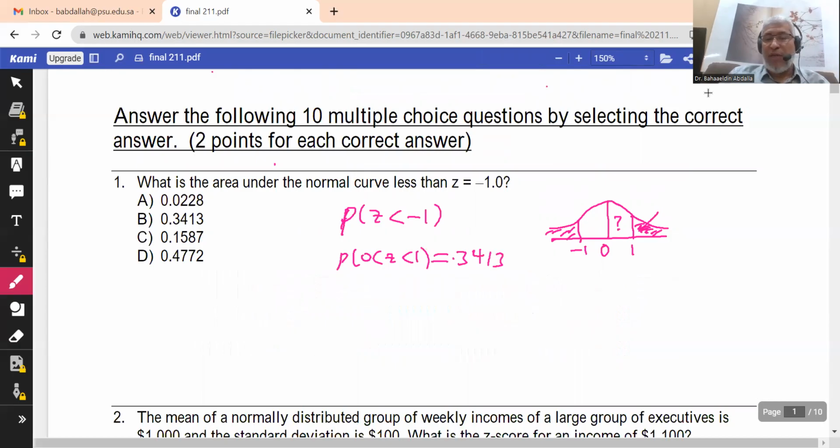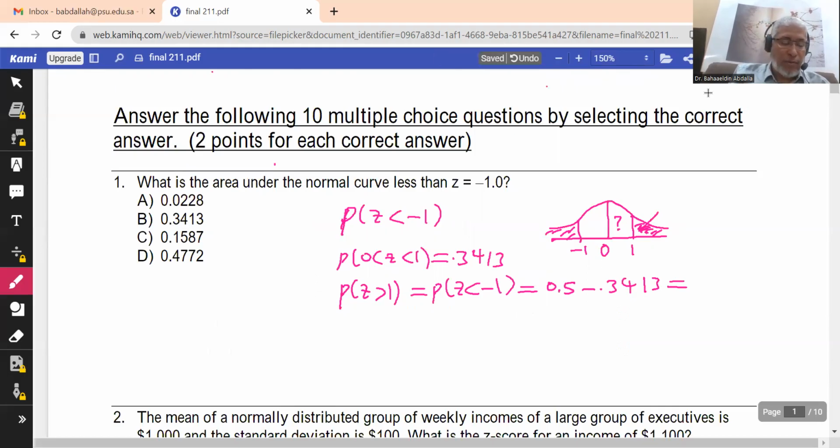So the area between 0 and 1 is 0.3413. To find the probability that z is greater than 1, or the probability that z is less than -1, both are the same, it would be equal to 0.5, because the area to the right of 0 is 0.5, minus this area. There is no negative, sorry, the answer would be 0.1587. And that's part C.